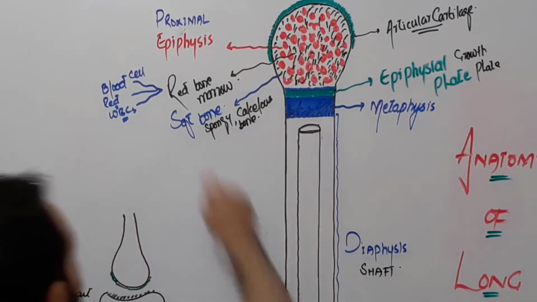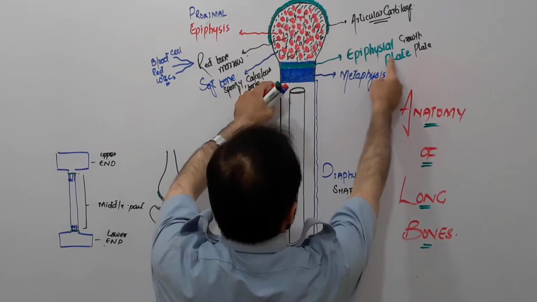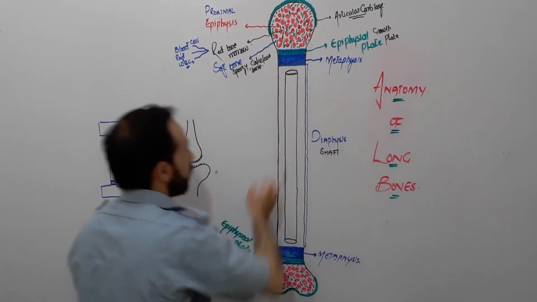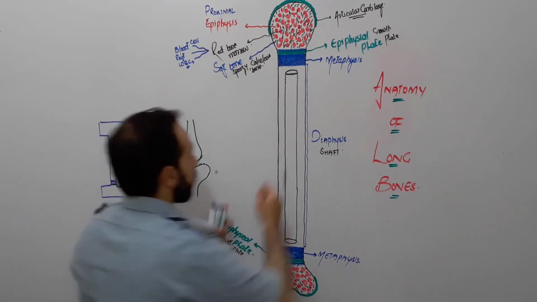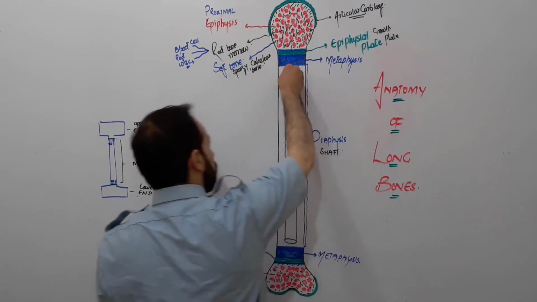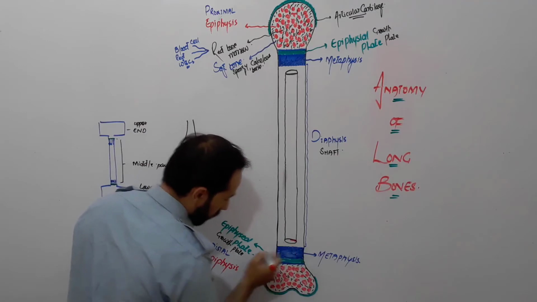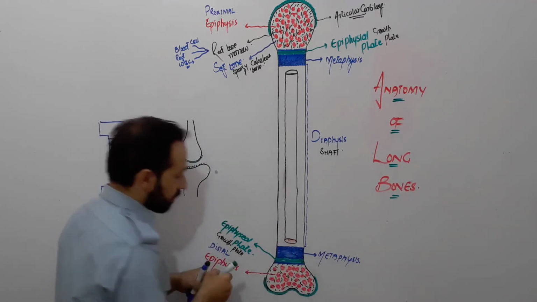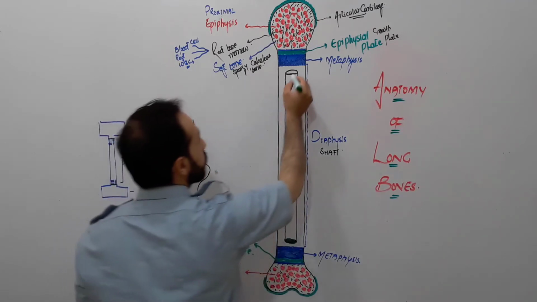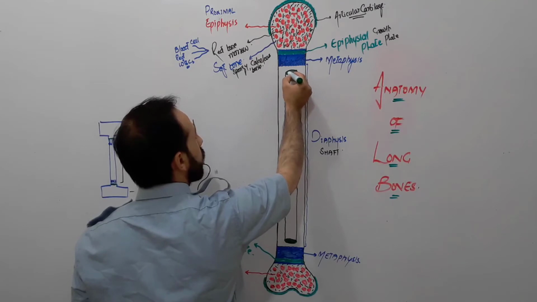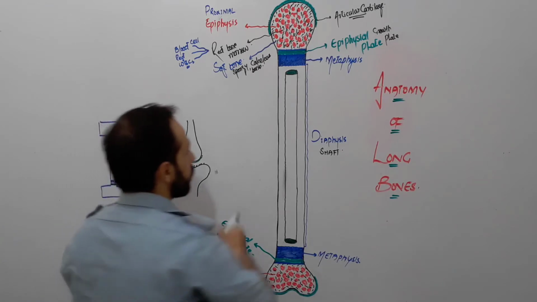So red bone marrow is present in the proximal and distal epiphysis. Then there is the epiphyseal plate, then there is metaphysis, right? And then there is your diaphysis, which is also known as shaft. Now look carefully. Inside this diaphysis, there is a cavity. There is a canal present, right? You can see here, inside this shaft, diaphysis, there is a cavity present, and this cavity is known as bone marrow or marrow cavity, right?